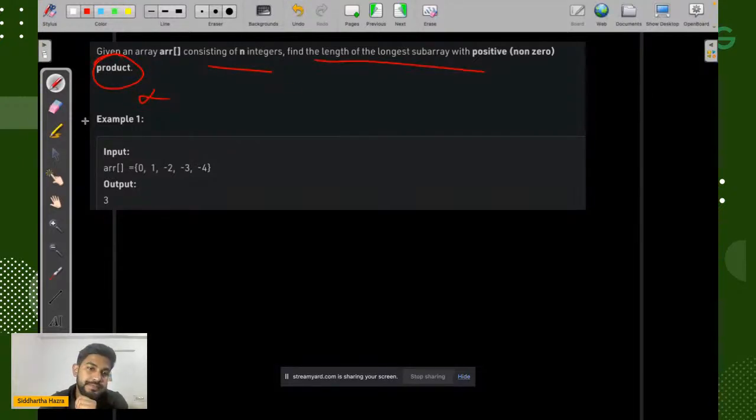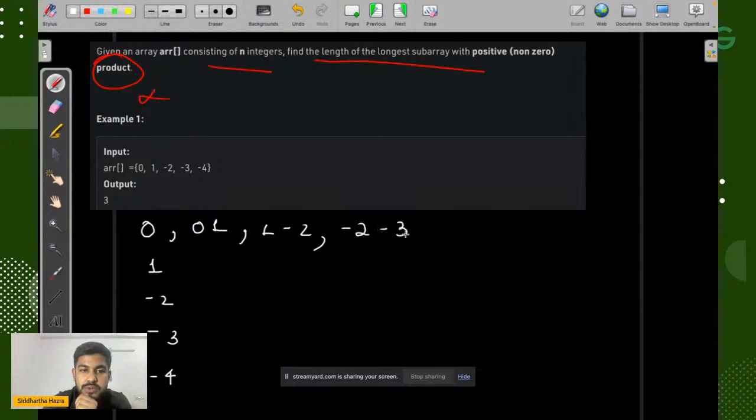So suppose, what are the different subarrays we have? We have the subarray 0, we have the subarray 1, we have the subarray minus 2, we have the subarray minus 3, we have the subarray minus 4. And we have the subarray as 0, 1. We have the subarray as 1, minus 2. We have the subarray as minus 2, minus 3. We have the subarray as minus 3, minus 4.